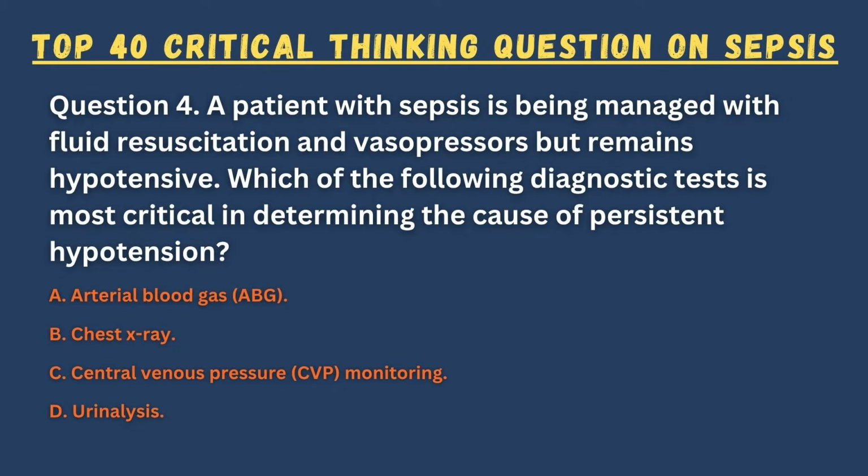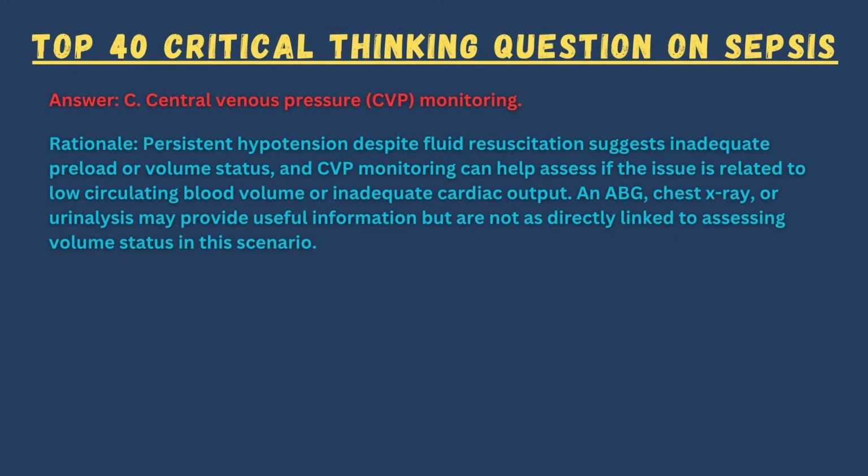D. Urinalysis. Answer. C. Central venous pressure (CVP) monitoring. Rationale. Persistent hypotension despite fluid resuscitation suggests inadequate preload or volume status, and CVP monitoring can help assess if the issue is related to low circulating blood volume or inadequate cardiac output.